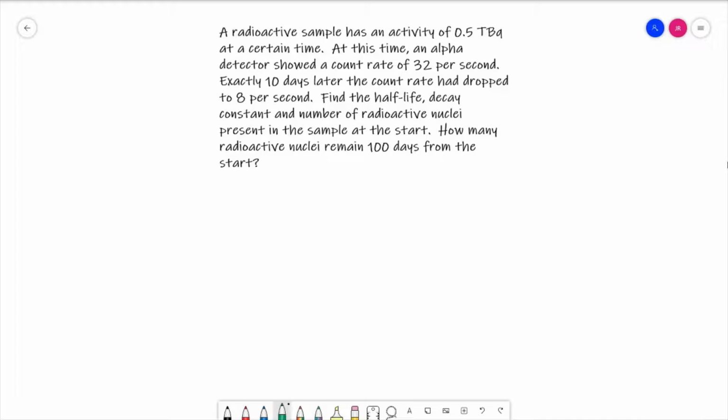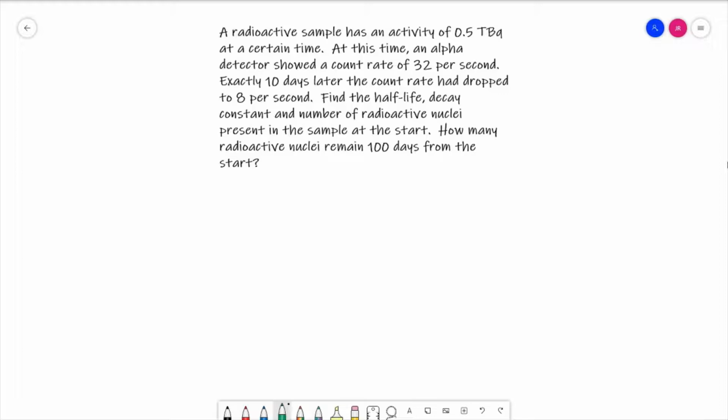A radioactive sample has an activity of 0.5 terabecquerel at a certain time. At this time, an alpha detector showed a count rate of 32 per second. Exactly 10 days later, the count rate had dropped to 8 per second. Find the half-life, decay constant and number of radioactive nuclei present in the sample at the start. How many radioactive nuclei remain 100 days from the start? As usual, pause the video, have a go at this yourself, and then come back when you think you're happy with the answers that you've got.